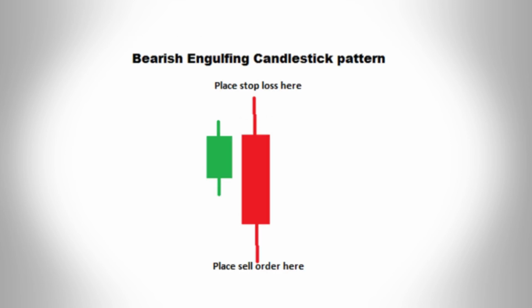To trade the bearish engulfing pattern, place your entry price, which is your sell price, below the lower wick, meaning below the previous day's lowest intraday price, and place your stop loss above the upper wick, meaning above the previous day's highest intraday price.